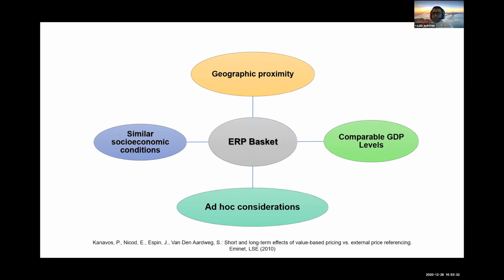Geographic proximity is one of the criteria upon which they select the countries that will be included in their ERB baskets. Others are comparable GDP levels, similar socioeconomic conditions, and ad hoc considerations, like, for example, favorable prices in certain countries. This might actually motivate the regulator to include those countries with favorable prices in the baskets.